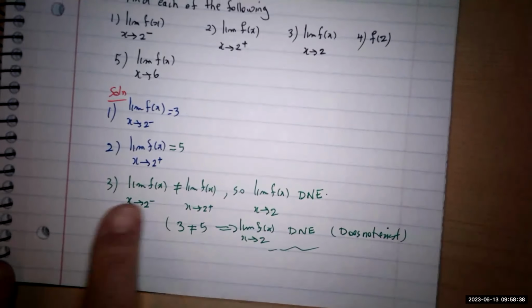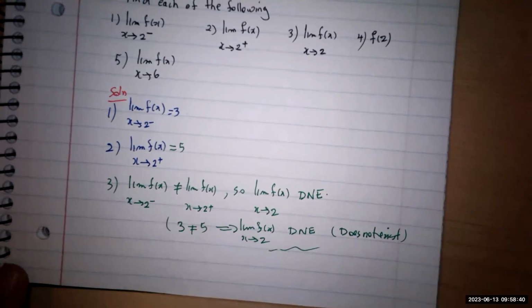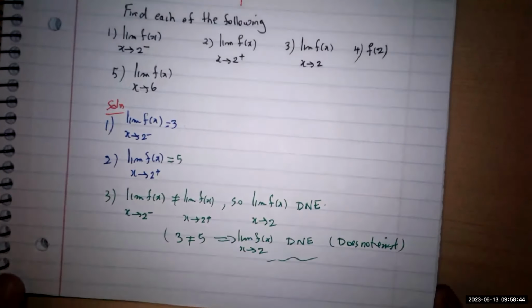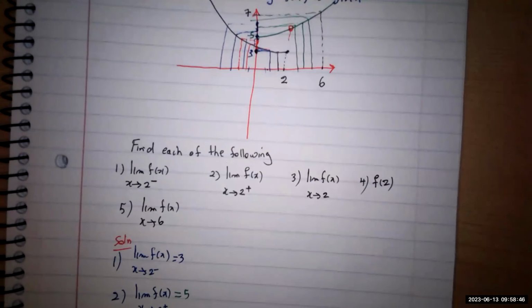You see, this is estimation. We estimate the value of the function around 2, but how about the exact value? F of 2. Look at the graph. What is the value of the function at 2? Any suggestion?